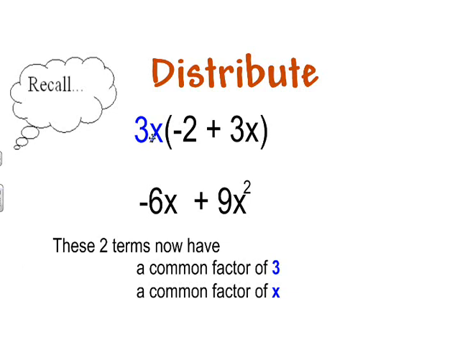It's the same idea here. We take this 3x and we distribute it to both terms. Then this term is going to have a factor of 3x, and this term is going to have a factor of 3x. So the greatest common factor for these two new terms is 3x. See that? 3 times 2 is 6. This 6x has a factor of 3x in it. 3x times 3x is 9x squared. This 9x squared has a factor of 3x in it. In fact, the greatest common factor in this term and this term is 3x.